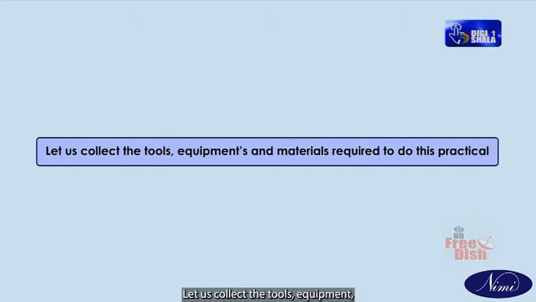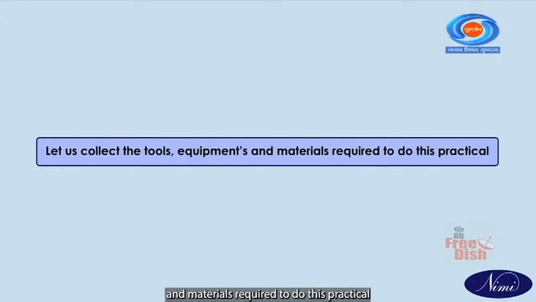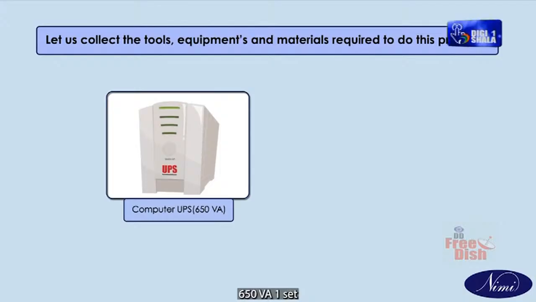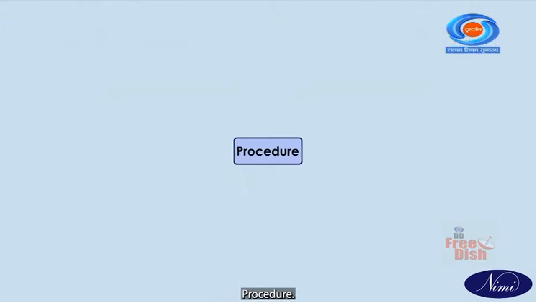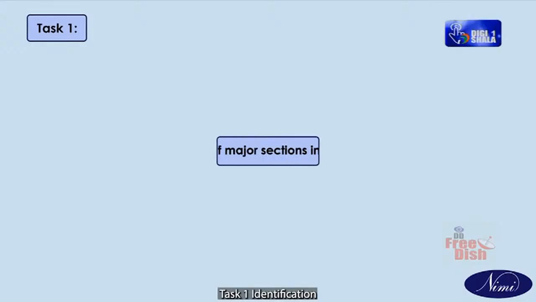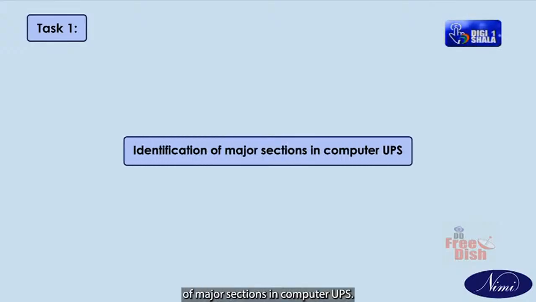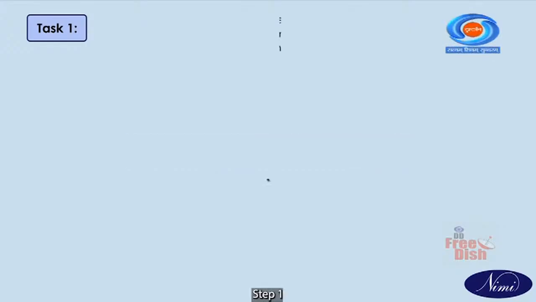Let us collect the tools, equipments and materials required to do this practical. Computer UPS 650 volt ampere, 1 set. Trainees toolkit, 1 set. Procedure. Task 1. Identification of major sections in computer UPS. Step 1.